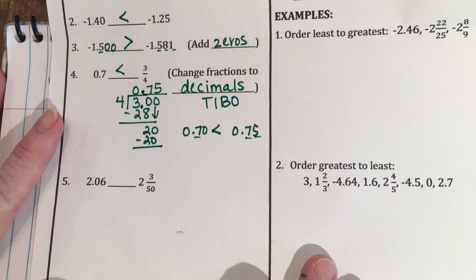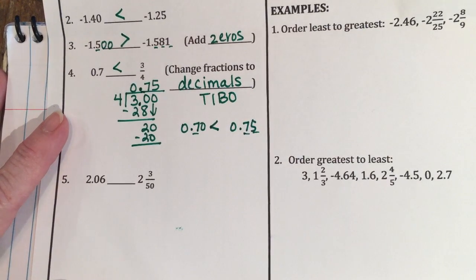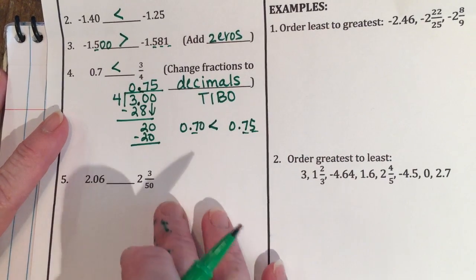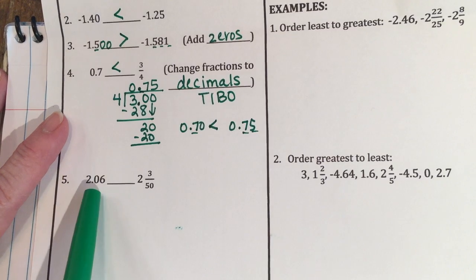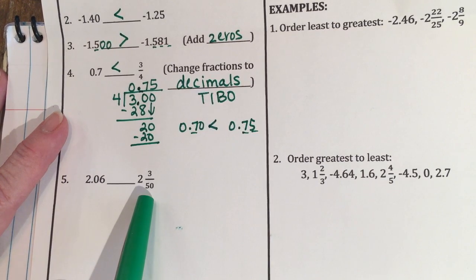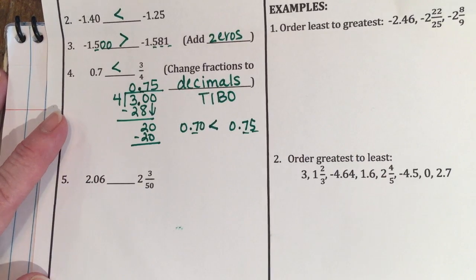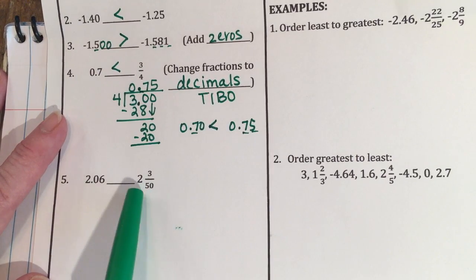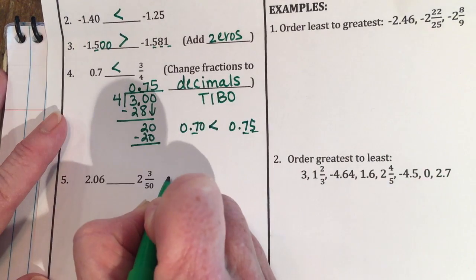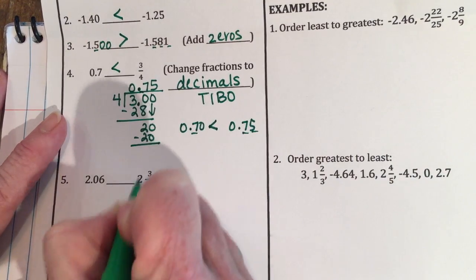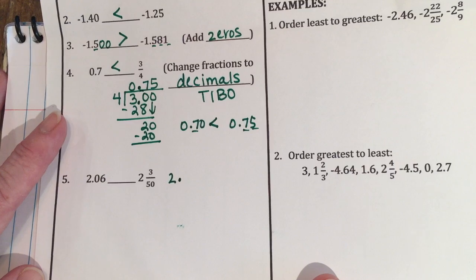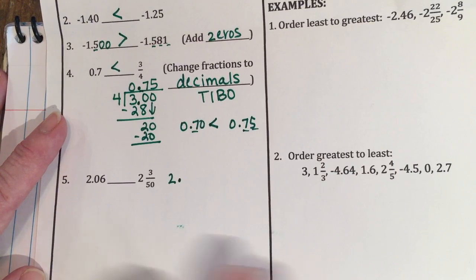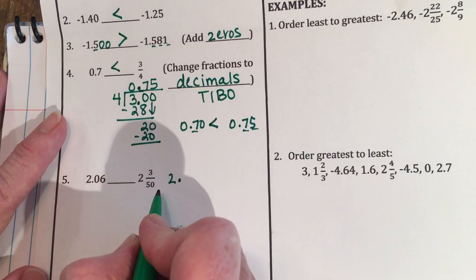All right, and in example 5, 2.06 and 2 and 3/50. Again, this is a decimal and this is a mixed number or fraction, so I have to change that before I can compare these. So what I'm going to do is rewrite this as 2 point something, but I have to figure out this fraction before I can compare it. So now I'm going to use Tybo again.